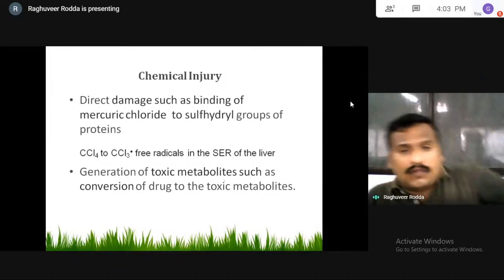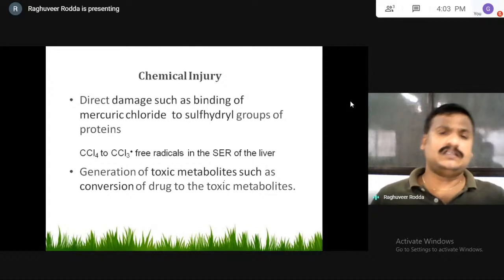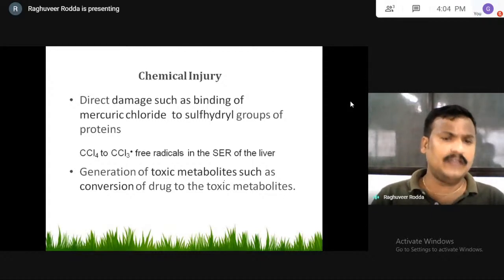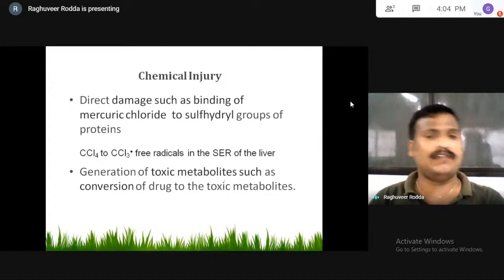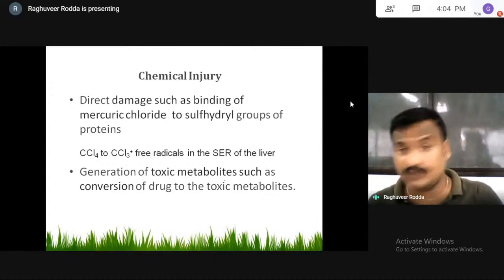In mercury chloride, the key part is the sulfhydryl groups. Mercury chloride will go and react with the sulfhydryl groups of various amino acids and various proteins.